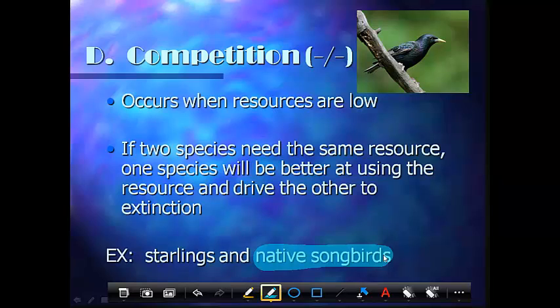So each one, by having the other one around, is actually in a negative situation because they both have to compete. This is not competition like a football game where you have one winner and one loser. Whenever organisms are in competition, they are both being hurt by that other organism trying to get the resources that they want. And that's why it's considered a negative relationship.